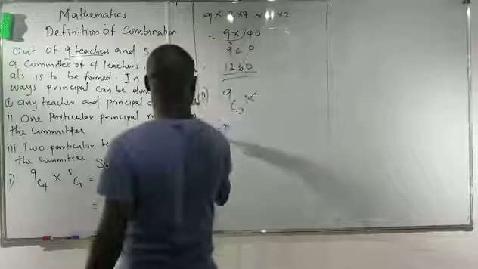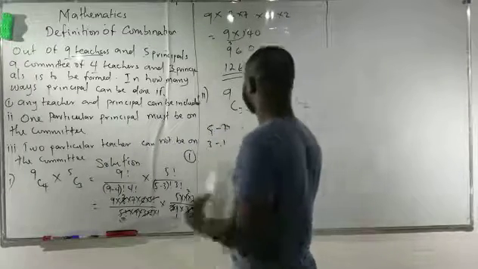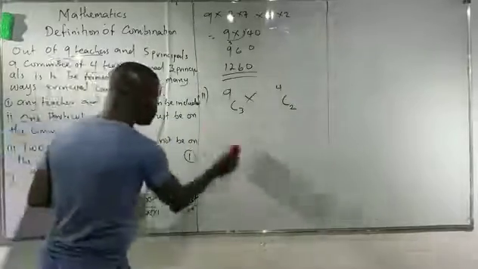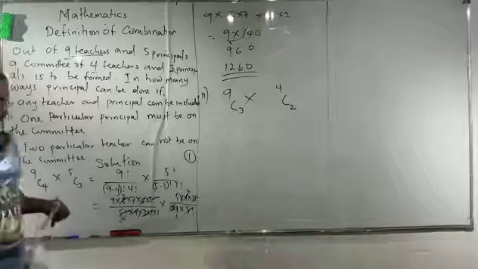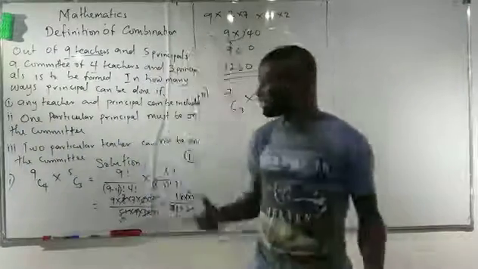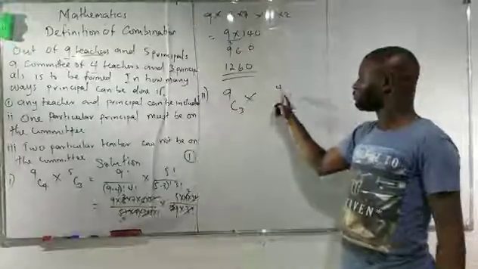5 minus 1, which is going to be 4. 4 combined what? This one will be 2. That is how it will be. It means you don't have a problem with that principal again, because the principal is already among the committee. You are just selecting the remaining what? The remaining 4 people. You know, it means 1 has gone.